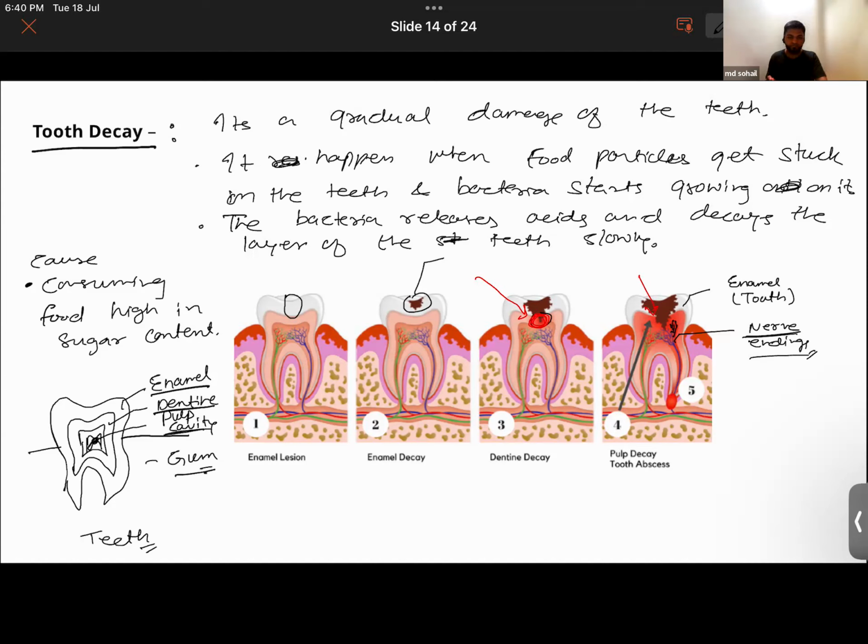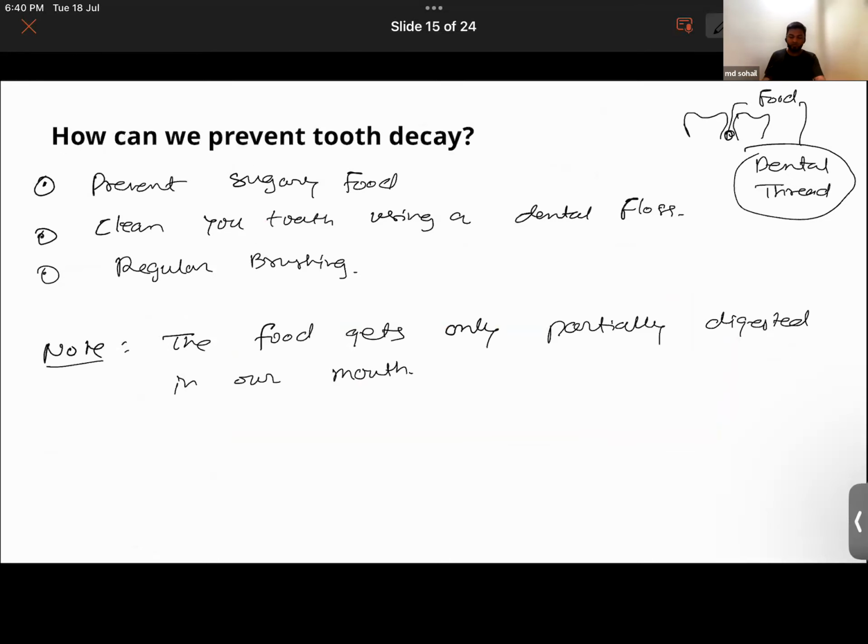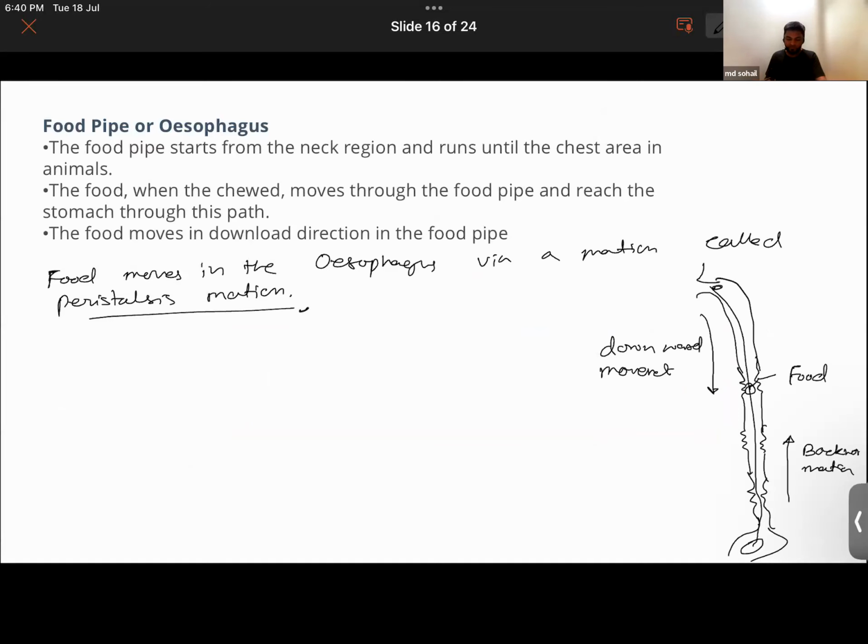Okay, guys. So in tooth decay, the infection reaches up to this innermost portion that is gum. All right, guys. How do we prevent this? We know about this. We discussed that one as well.